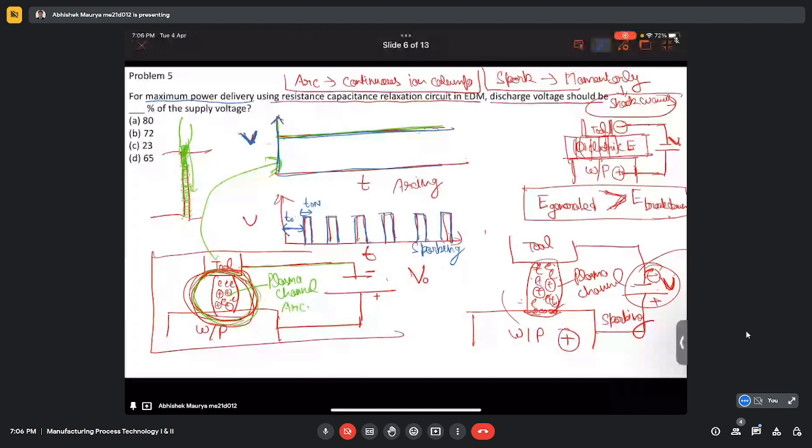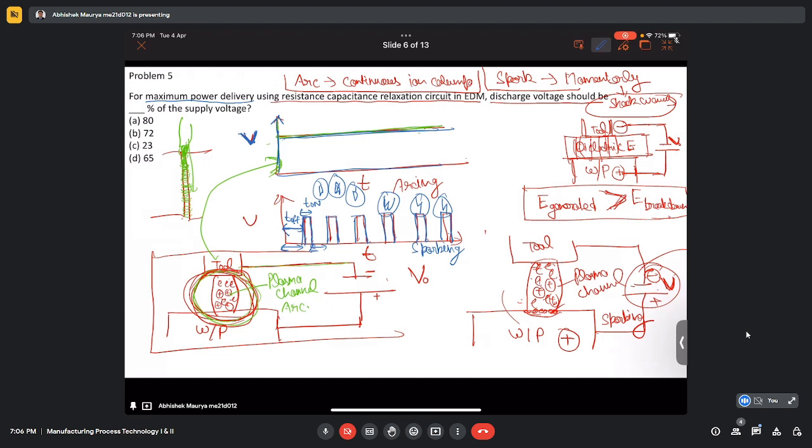So during this period, no voltage is being supplied. After some time, the voltage is supplied by the voltage source, and then again it is turned off. So by doing this, what will happen? A spark will generate after some time. Then again a spark will generate here, a spark will generate. So sparking will happen after some time duration.